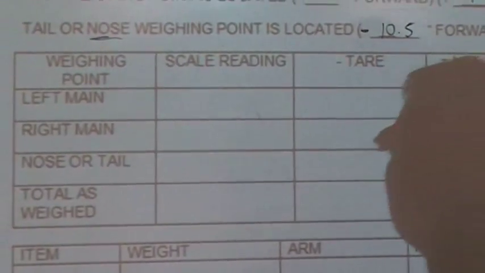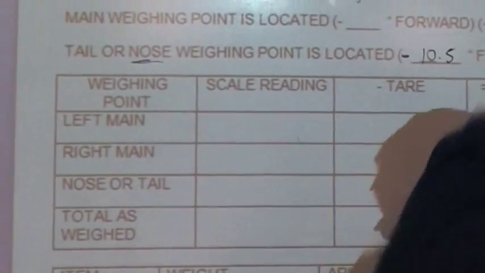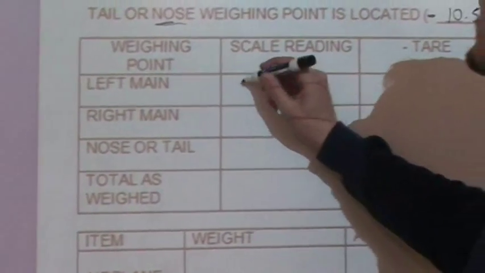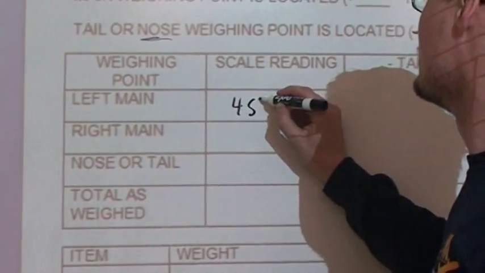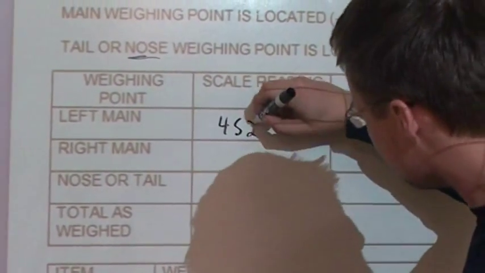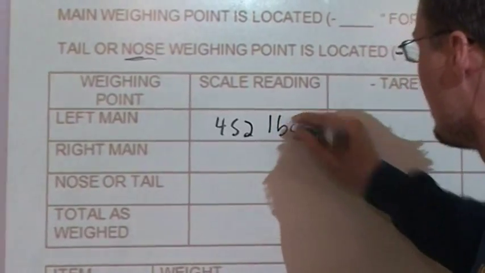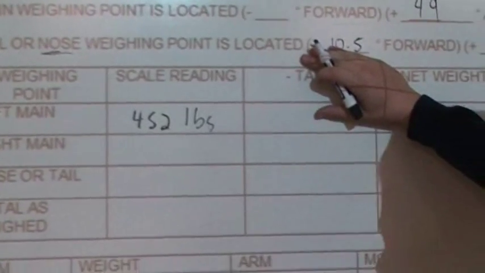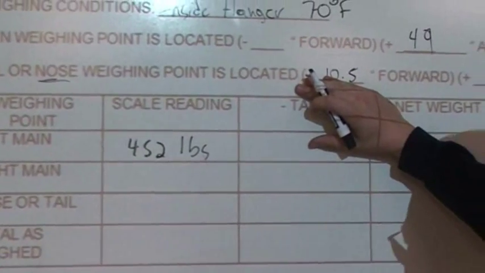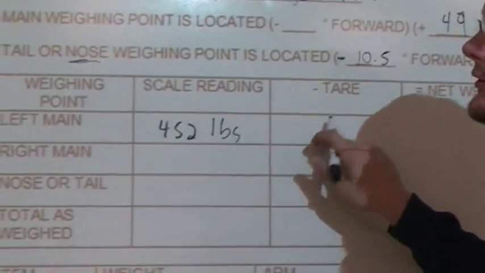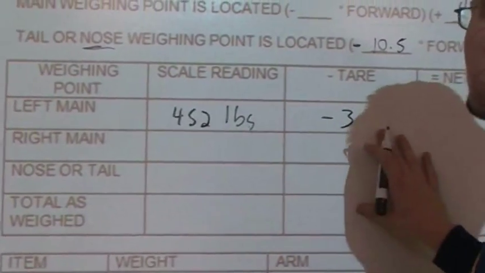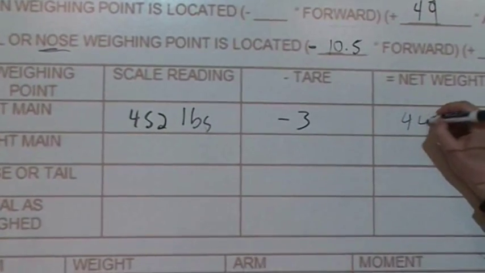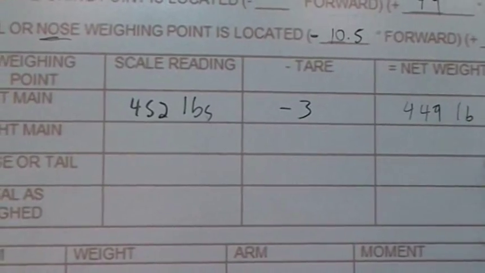Now, your scale reading? Our left main scale reading was 452 pounds. And the tare, which is anything that you use to secure the plane while you're weighing it, so your chock blocks, for instance, was 3. So we have to remove that, and our net weight came to 449.